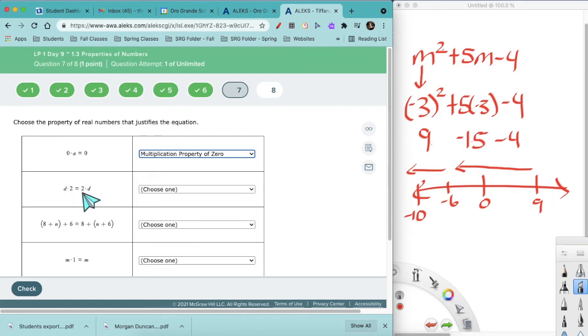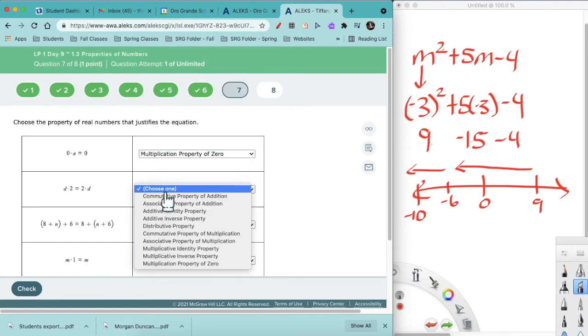So remember, that's commutative, but I need to make sure I choose multiplication property for this one because I'm multiplying. So I'm going to go down to commutative property of multiplication. I don't want to choose addition. I'm not adding. I'm multiplying.